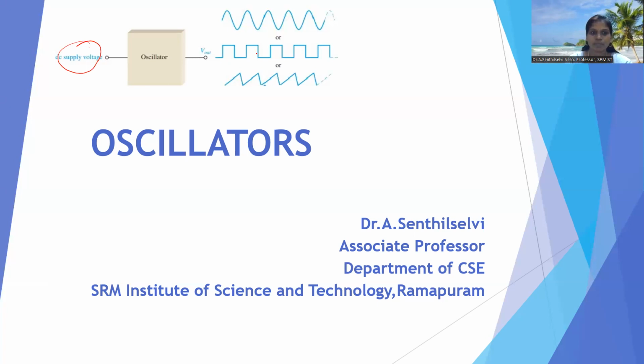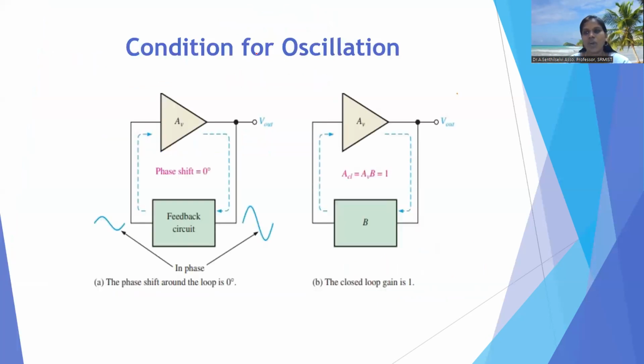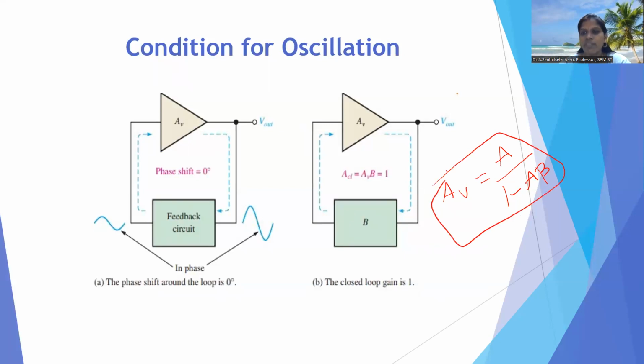We will see next. So what is the condition for oscillation? We know the amplifier with positive feedback is used as an oscillator. What is the gain equation for the positive feedback amplifier? The gain equation is equal to A by 1 minus A beta. We already derived this equation in the last session. So this is the gain of positive feedback amplifier. A positive feedback amplifier is used as an oscillator. So what is the condition for oscillation?